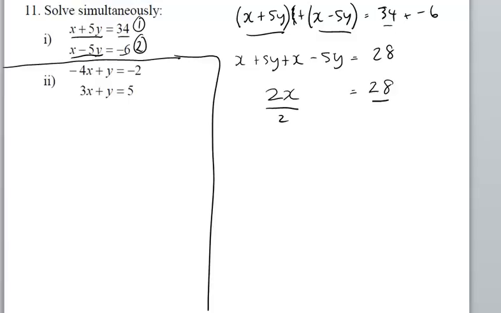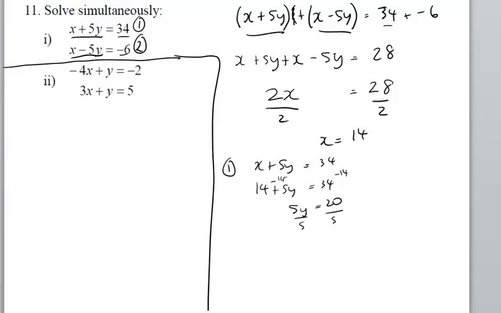Therefore x divided by 2x is equal to 14. Then we can come back to one of our equations here. We might put it in equation 1. We've got x plus 5y equals 34. So 14 plus 5y equals 34. We're going to minus 14 and minus 14. 5y is equal to 20. Divide by 5, divide by 5. Here y is equal to 4. So we have x is 14 and y is equal to 4.